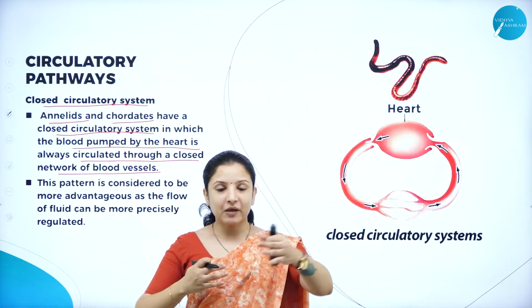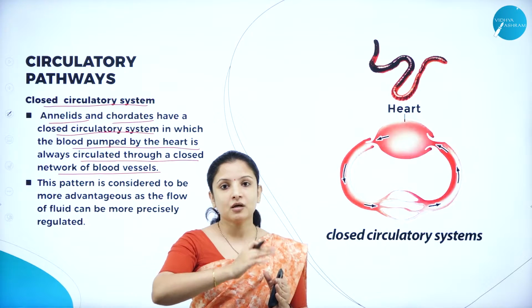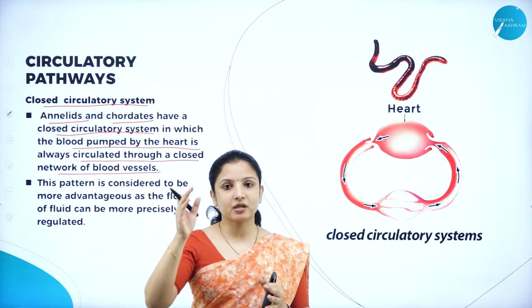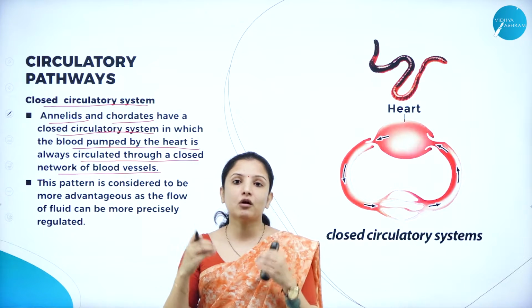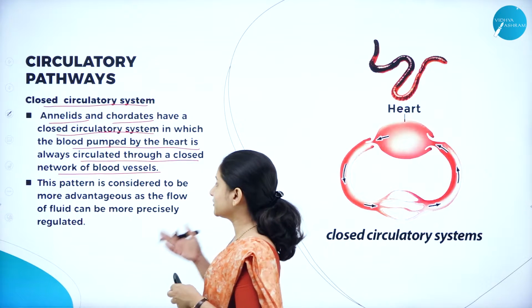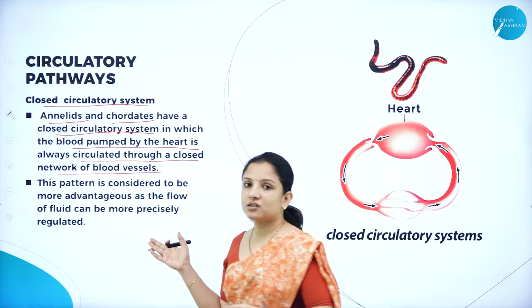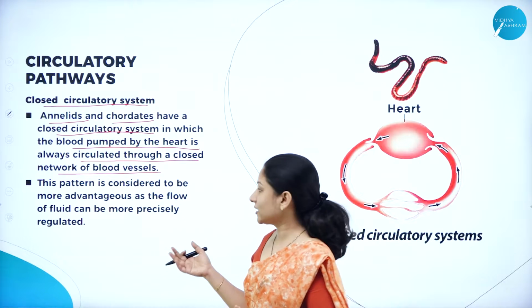So this pipe will carry the blood to one particular organ, the other pipe to another particular organ. That is how they have a lot of veins which carry the blood to the respective organs. So that is nothing but the closed circulatory system. This pattern is considered to be more advantageous.